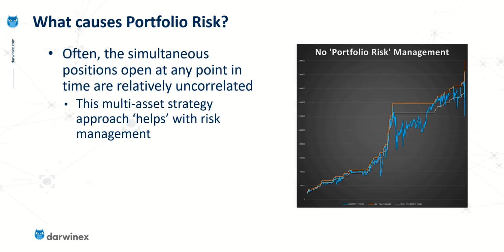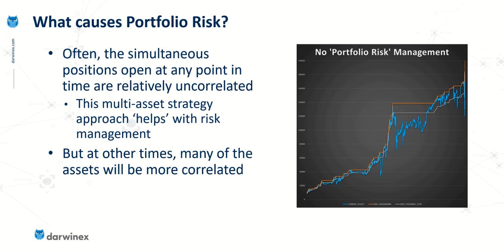However, there will be other times when many of the assets that are currently open are much more correlated. And this has the reverse effect. This will increase the portfolio risk significantly. Why? Because if the market starts to move against one of your positions, it's also going to be moving against all of the other correlated positions. And so they're all going to be heading in the wrong direction at the same time.